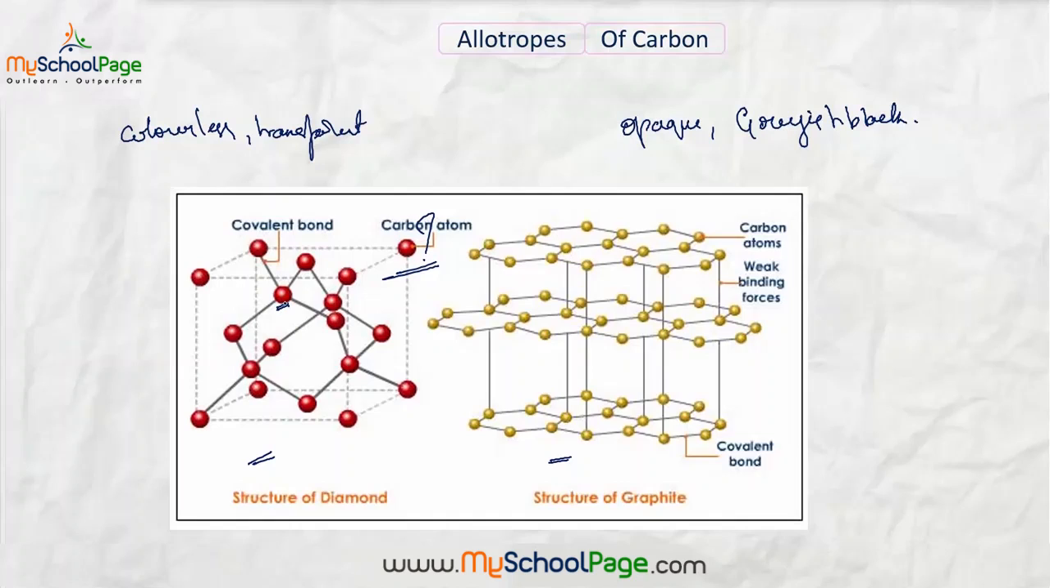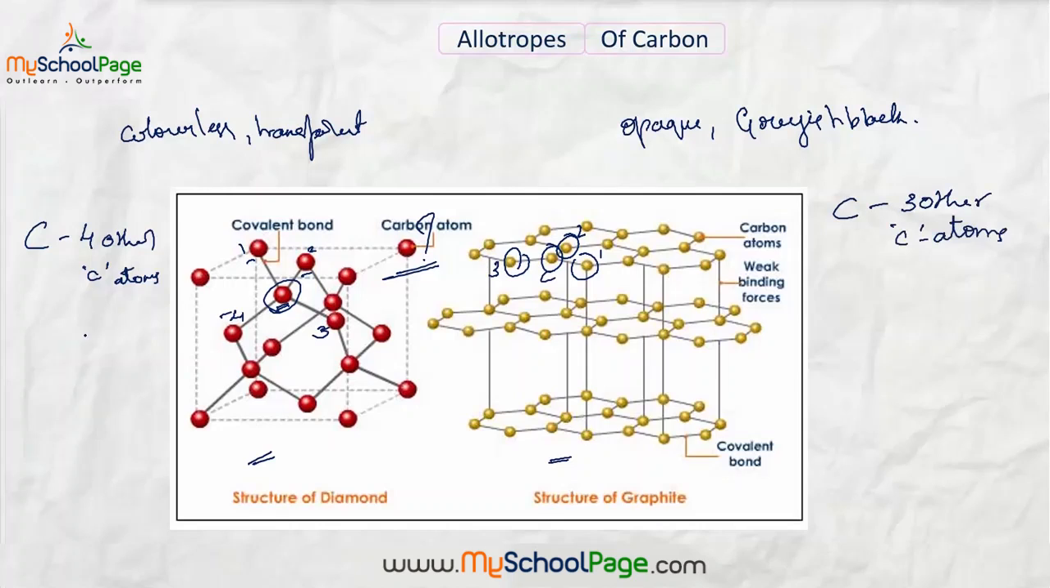Observe that each carbon atom is linked to 4 other carbon atoms in a diamond. This is 1, 2, 3 and 4. So each carbon atom is linked to 4 other carbon atoms. Now observe here, each carbon atom is linked to 3 carbon atoms, 1, 2 and 3. So if this is the main carbon atom, this carbon is linked to this carbon and this carbon. So we see that each carbon is linked to 3 other carbon atoms.